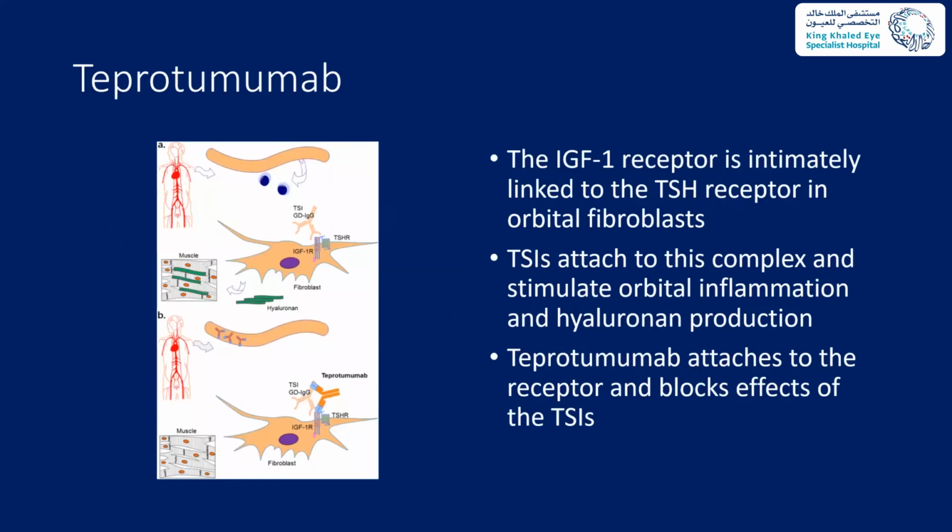How does it work? Well, thyroid-stimulating immunoglobulins are produced, which attach to the TSH receptor on orbital fibroblasts. And the IGF-1 receptor is intimately linked to the TSH receptor in orbital fibroblasts. The TSIs attach to this complex and stimulate the orbital inflammatory process and production of hyaluronan in the extracellular matrix. Teprotumumab attaches to the receptor and blocks the effect of the thyroid-stimulating immunoglobulins.